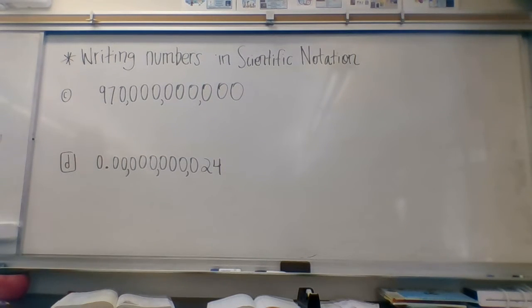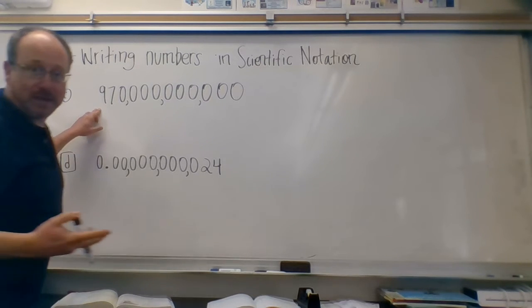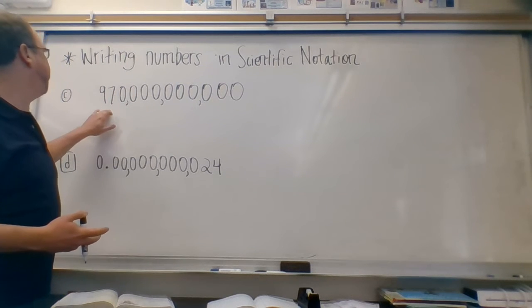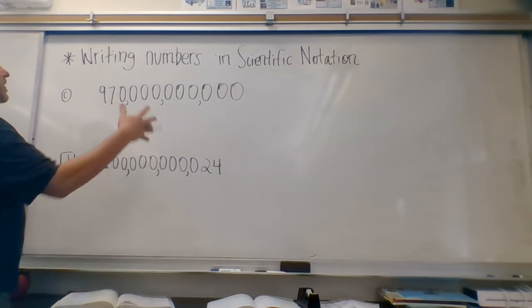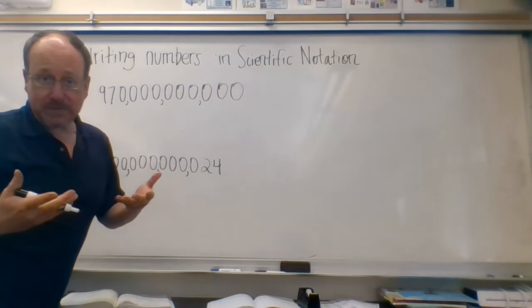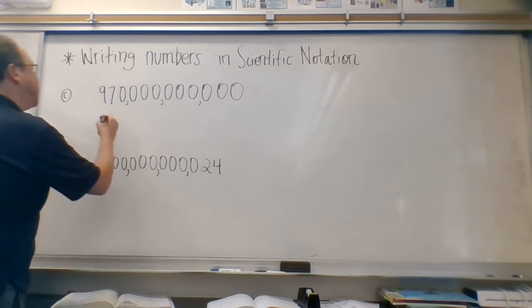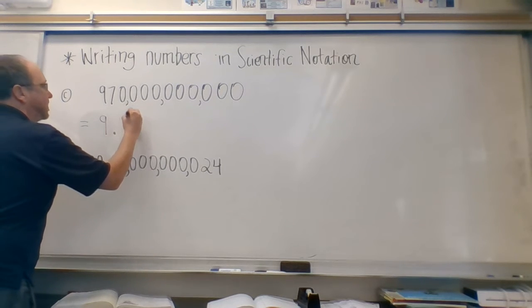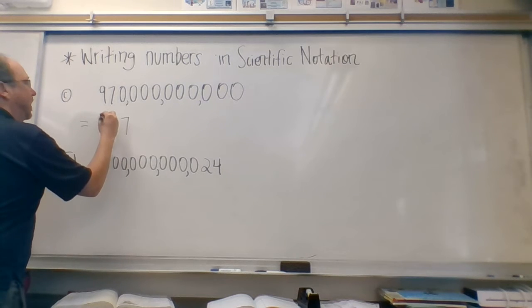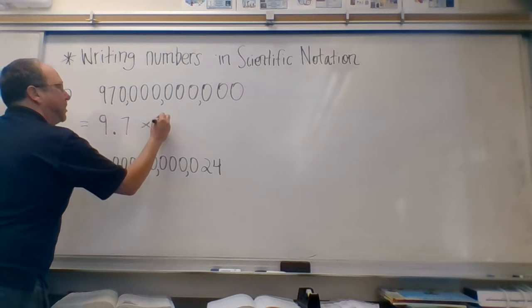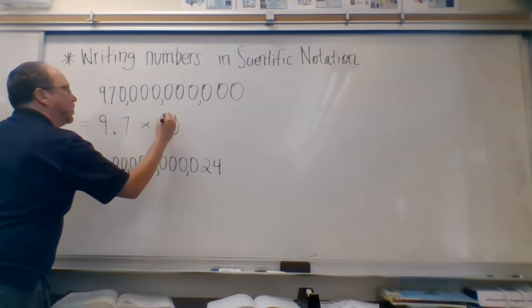All right. So here we're going to practice a couple. That's a really big number, right? Hundreds, thousands, millions, billions. So 970 billion. We can look at this, and the first part of scientific notation is a factor between 1 and 10. So we know we're going to have this be equal to 9.7, right? That's between 1 and 10. Okay, good. And then it's going to be times a power of 10.